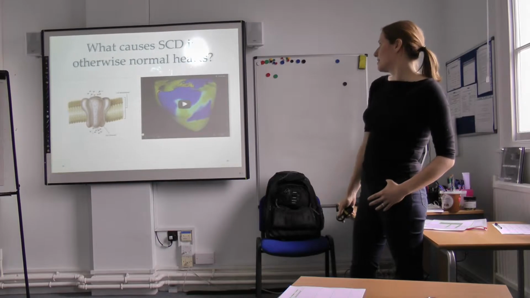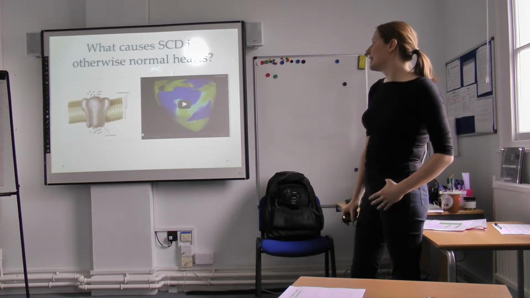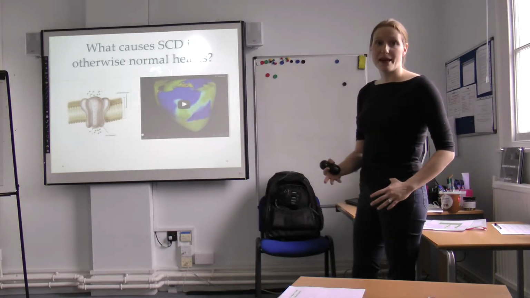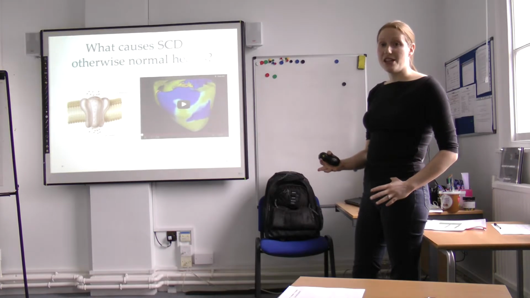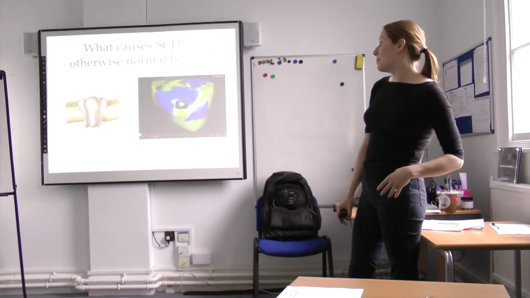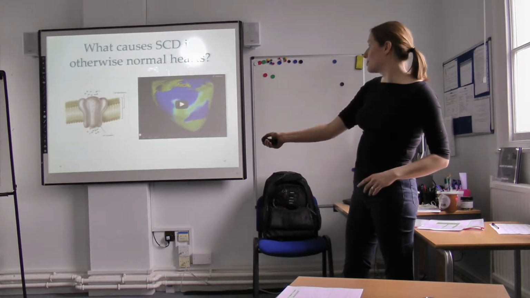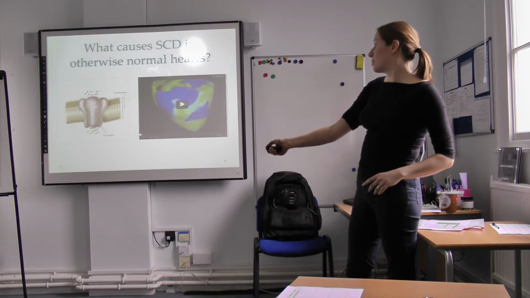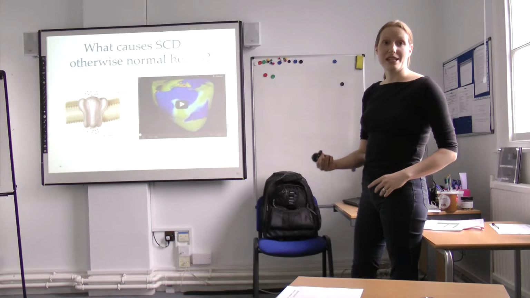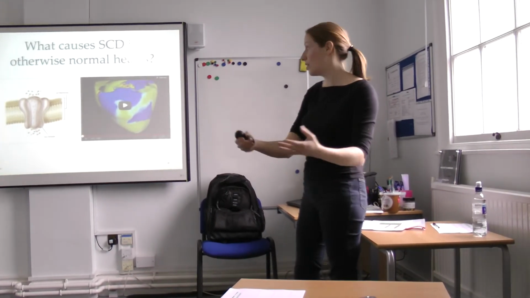So what causes sudden cardiac death in otherwise normal hearts? The key thing is the propagation of electricity from the pacemaker region of the heart to the main chambers of the heart to allow the synchronized contraction of the heartbeat. And this happens through charged particles called ions travelling across the membrane of the cell through the so-called ion channels. And if you have problems with your ion channels, then it's likely that you're going to get problems with the way the electrical activation goes across the heart.